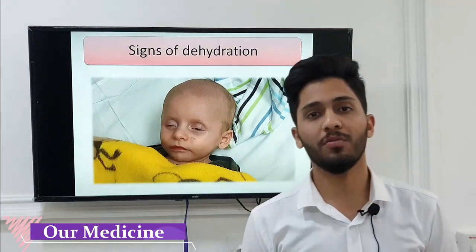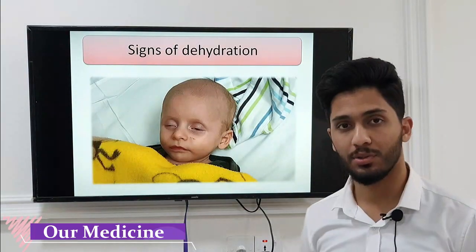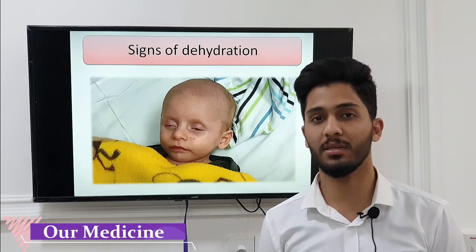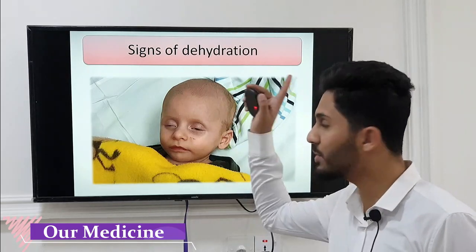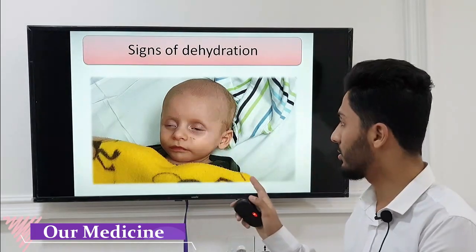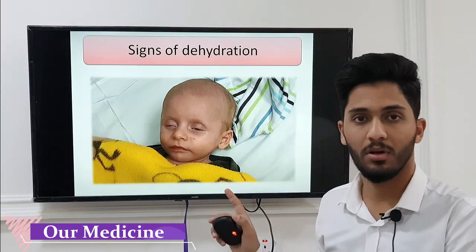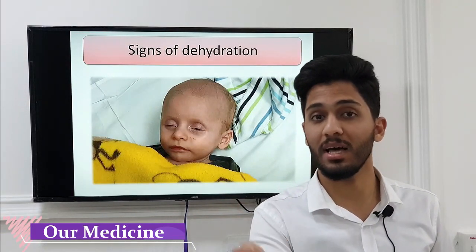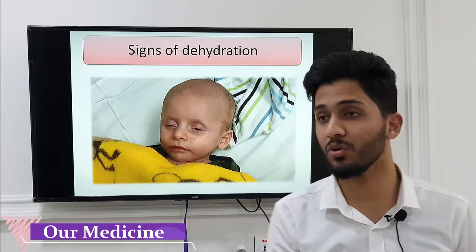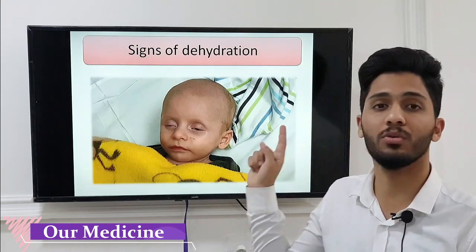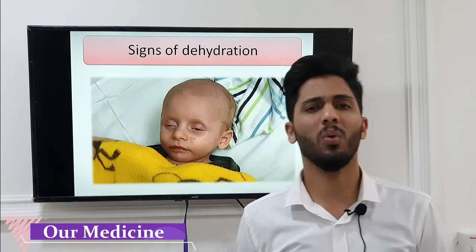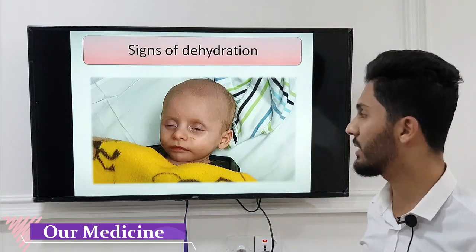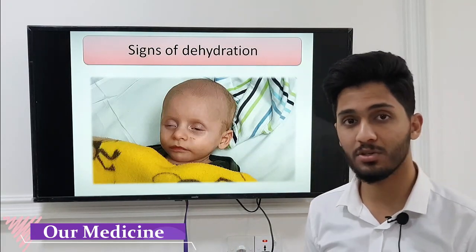Then look for the signs of dehydration. Very important in pediatrics. In this exam, especially in this sign, you can determine the level of dehydration and thus the type of IV fluid and the volume of fluid that you give to the patient, according to the signs of dehydration. What are the signs of dehydration in pediatrics?